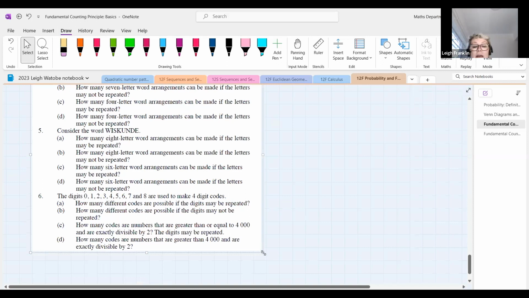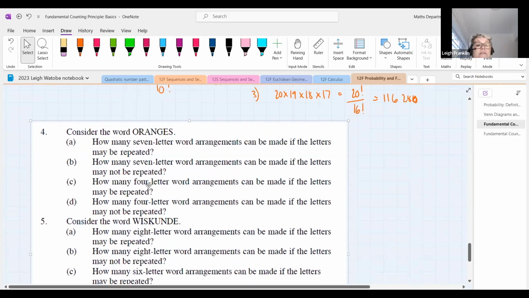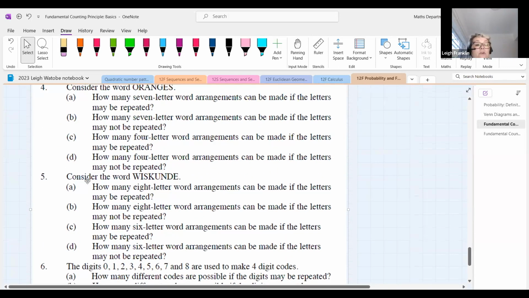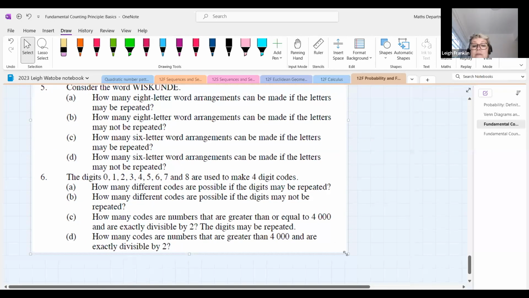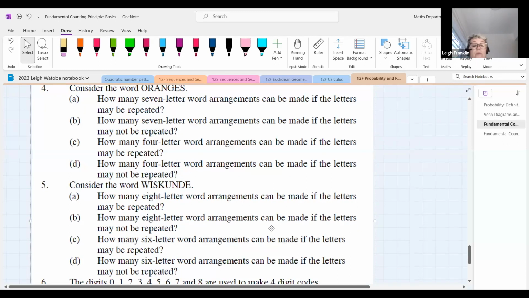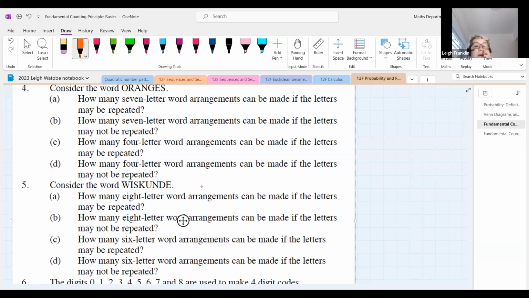So let's have a look at, again, they love these different sort of word arrangements that can be made. Okay, so what we're going to do is let's focus on question number 5. I'm just going to make this a little bit bigger. And hopefully we'll be able to do something a little bit interesting before the lesson ends. Okay, so let's consider the word wiskunde, which we all know is maths in Afrikaans. How many 8-letter word arrangements can be made if the letters may be repeated?